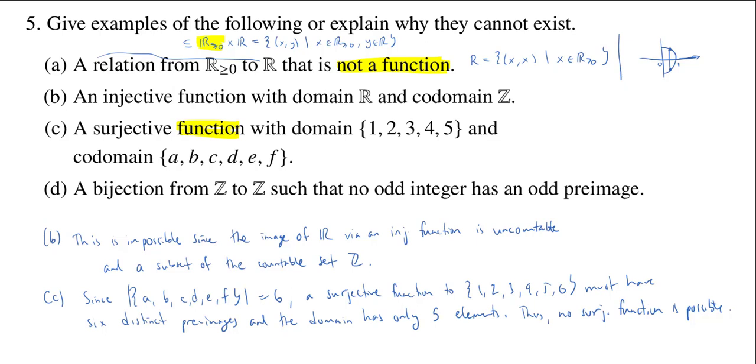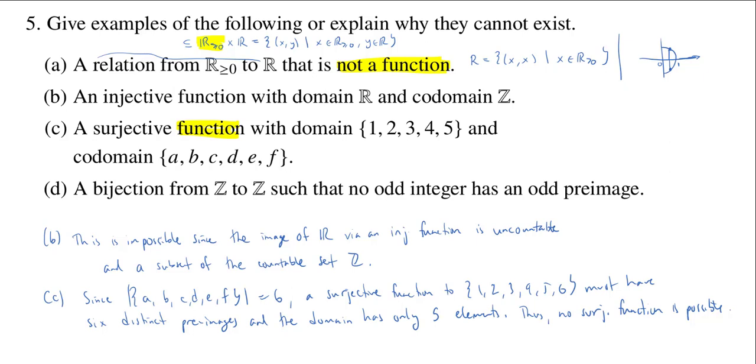Okay, so how about the final one, D? We want a bijection from the integers to the integers. Well, let's just stop right there. How about I just use the identity function? Send every element to itself. That's a bijection, right? It's a function: everything has only one image, itself. It's surjective. The preimage of something is itself. It's injective. There's only one preimage, right?